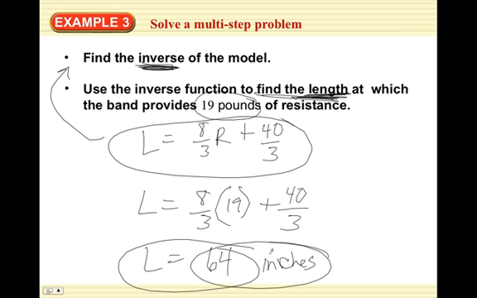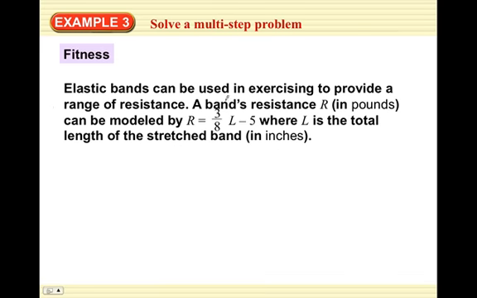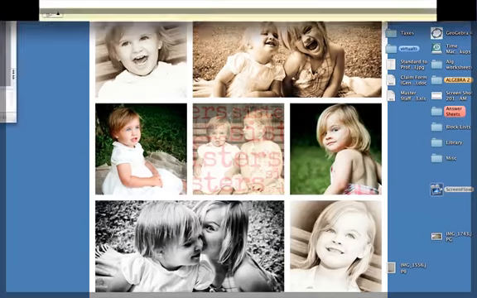There you go. So the key here is whenever you do a word problem, please just solve for the other variable. Right here you solved for R, you need to solve for L, and that is the inverse. Can't stress it enough. There you go. Example 3, the word problem.